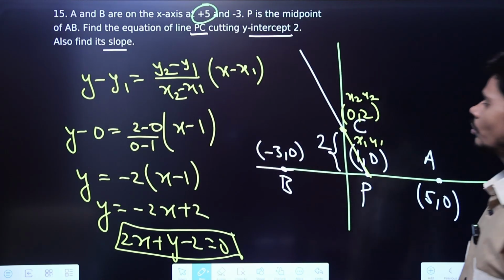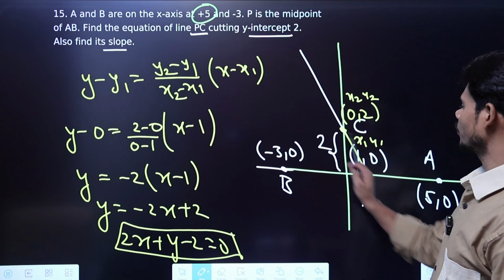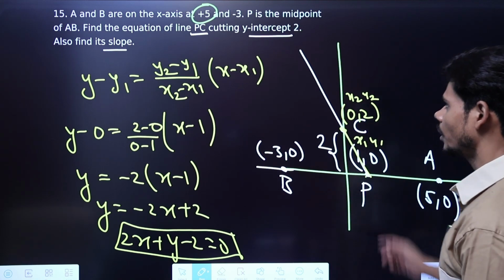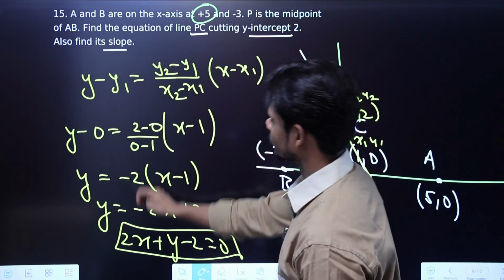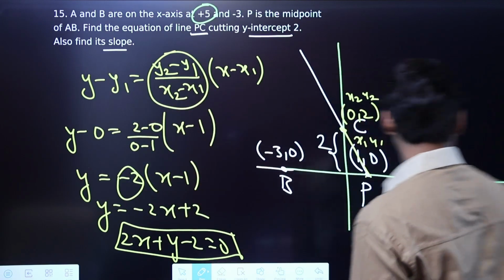Also we need to find the slope, no doubt. These 2 points are given already. You can find the slope, right? (y2 minus y1) over (x2 minus x1). Actually it comes out to be minus 2. This is the slope actually, right?